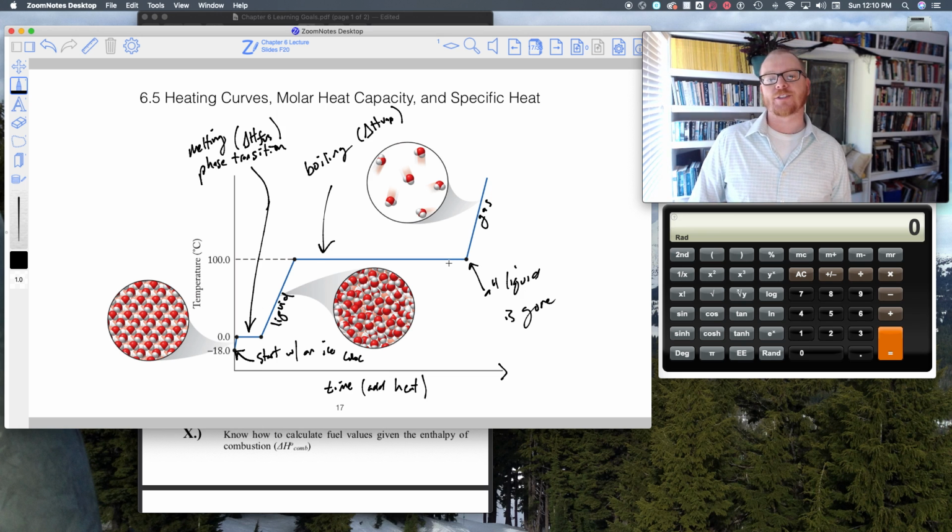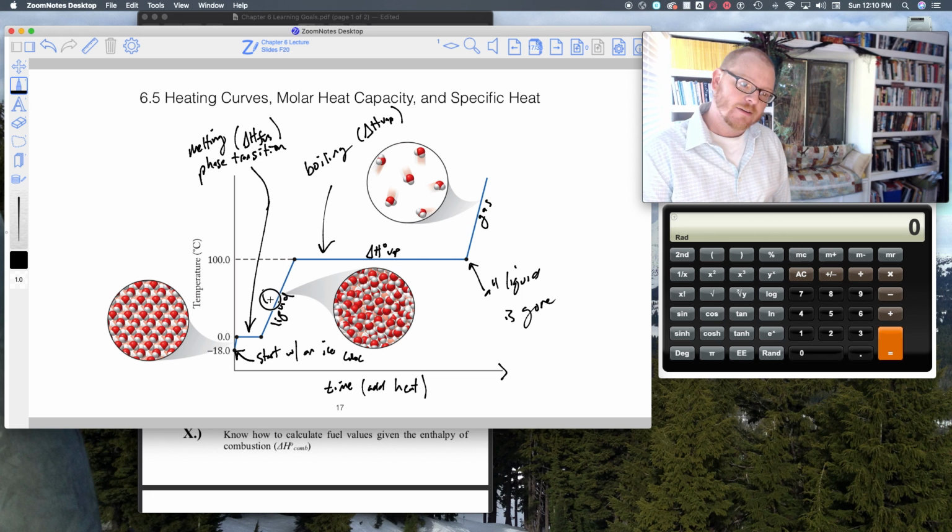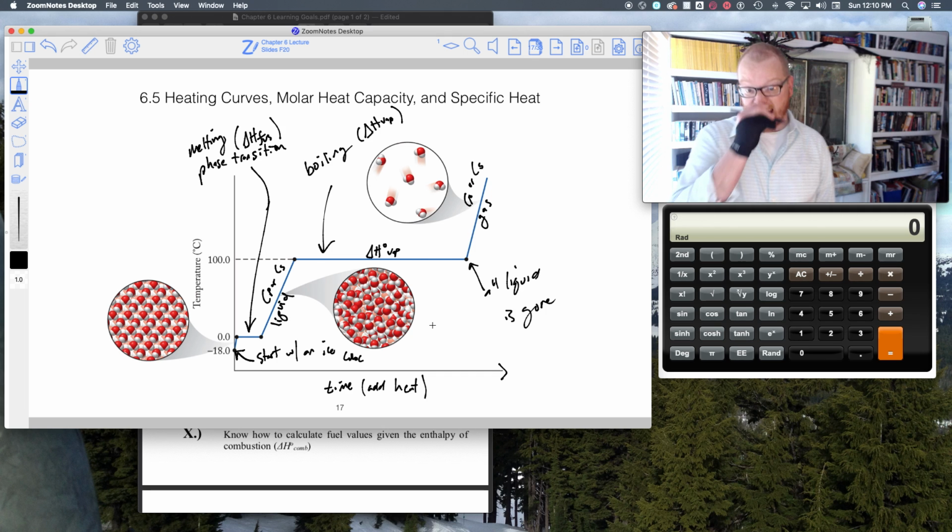Now what we're going to focus on is a set of equations that's going to allow us to predict what's going on in these various regions of the curve. I'll highlight that by saying on this line of the curve, it's the delta H of vaporization. On this line of the curve, it's the delta H of fusion. And on this curve, what's happening is the heat capacity, CP or CS, depending on what units we use. I'll talk about that next.